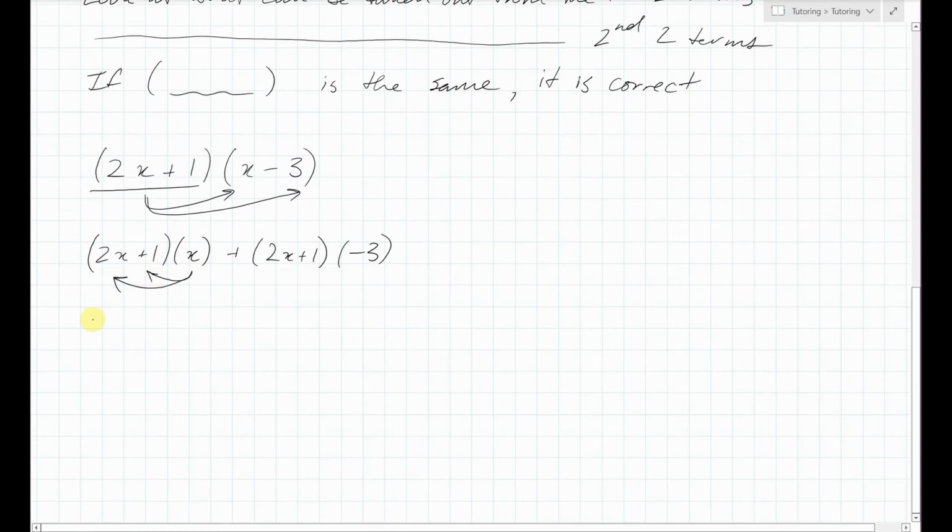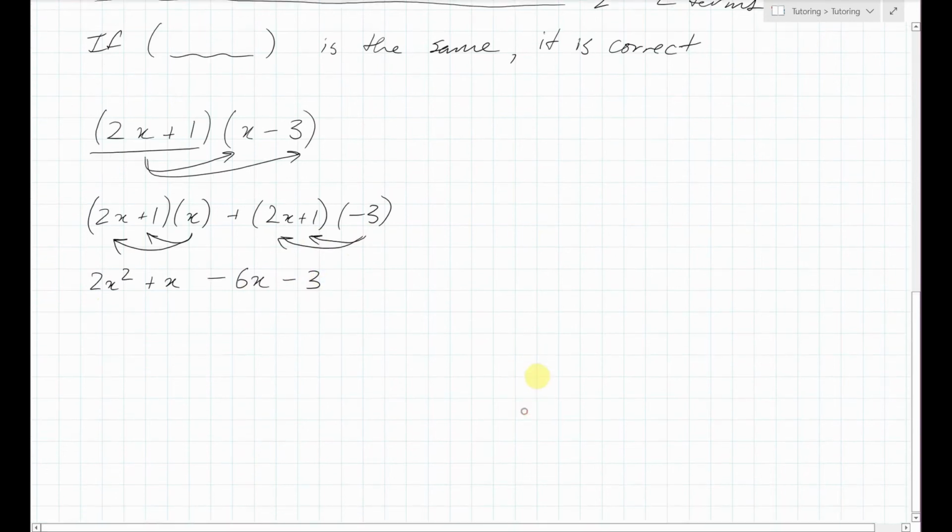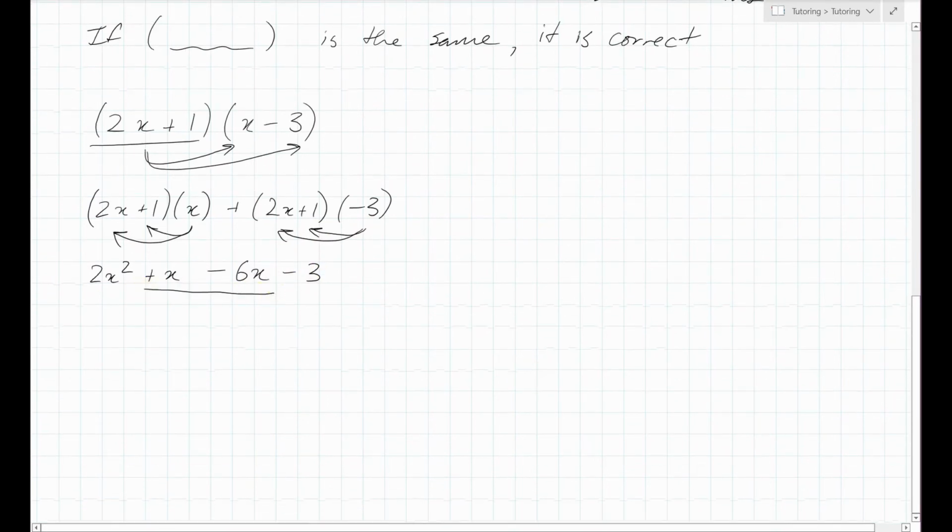And then our second distribution is x to the 2x and x to the 1. This gives us a 2x squared plus x, and then the negative 3 to the 2x and a negative 3 to the 1. So this gives us a negative 6x minus 3. And then we just combine the like terms, and we get 2x squared minus 5x minus 3.